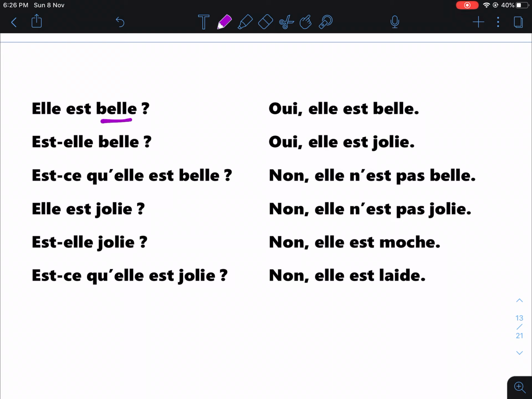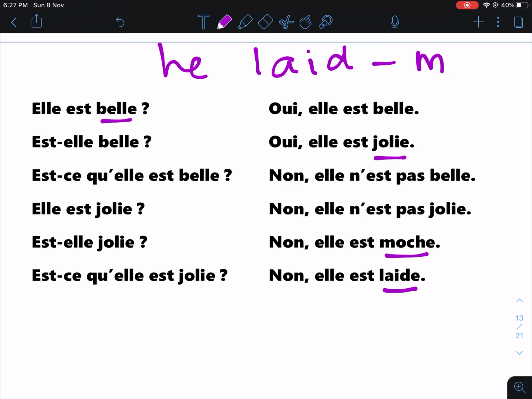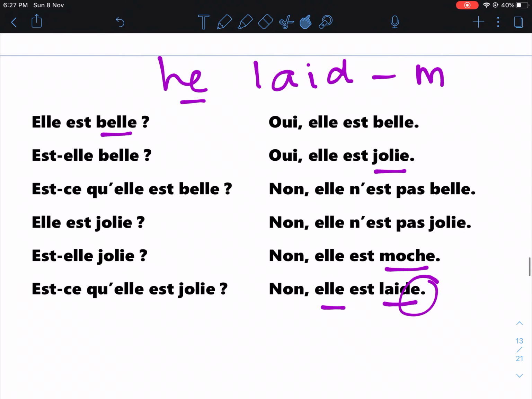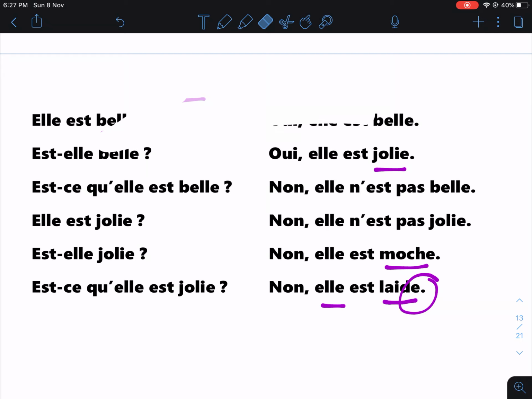You have belle, this is beautiful. Jolie is pretty. Next you have moche, ugly, and laid, ugly as well. Just now you saw laid. Laid is for masculine, for a guy, for he, but here you have she, so you have laide with e. Now let's look at the questions and answers.